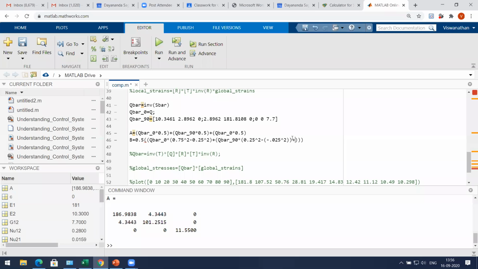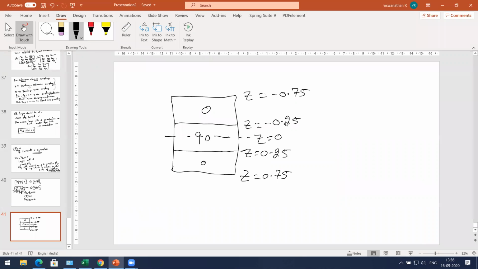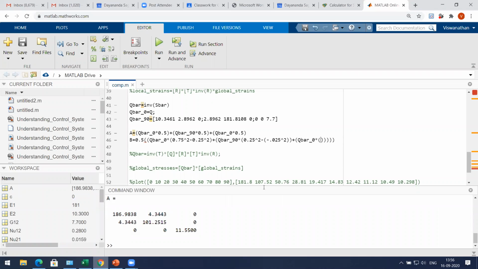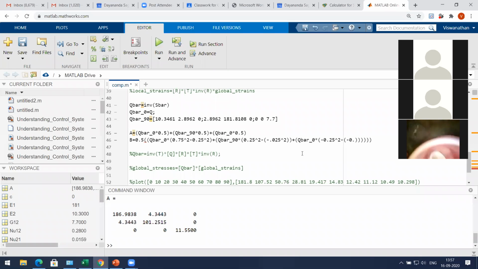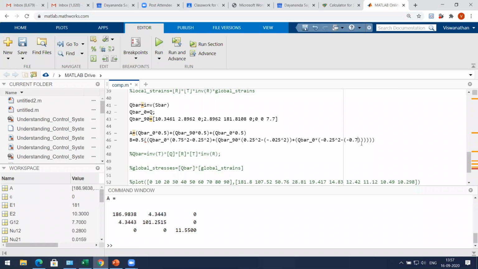And then once again it is q bar underscore 0 multiplied by, but this time it is not 0.75 square, but it is minus 0.25 square minus of minus 0.75 square. Okay, so how many brackets?